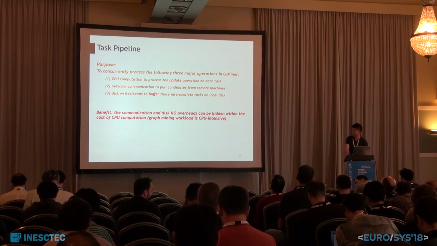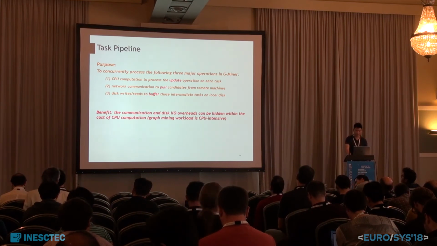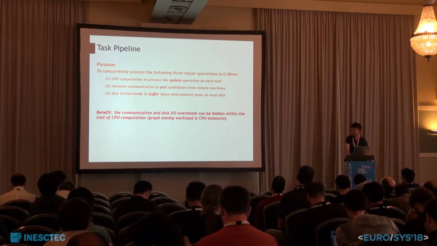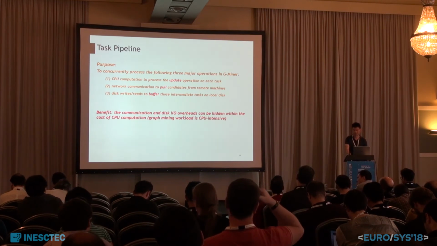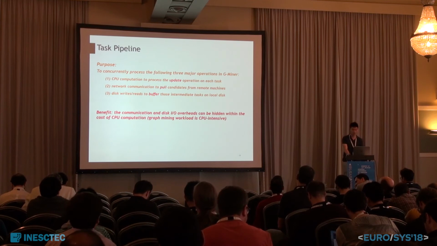And we proposed another component, the task pipeline. The main purpose is to overlap the 3 major operations in our system: CPU computation, network communication, and disk I/O. And because the graph mining workload is totally CPU intensive, we want to hide the communication and disk I/O overhead behind the CPU computation.